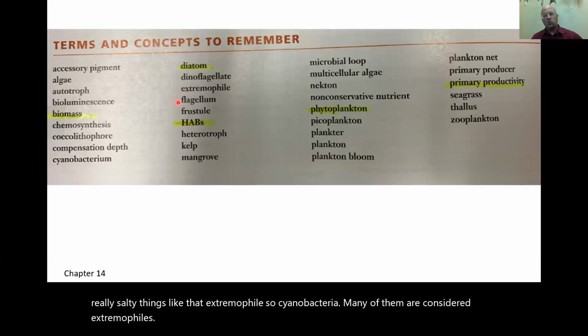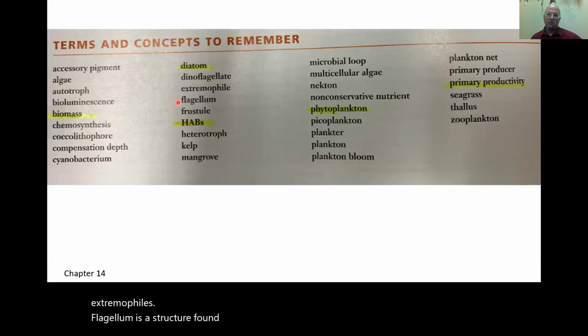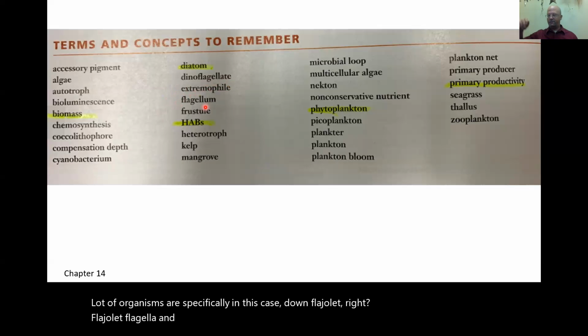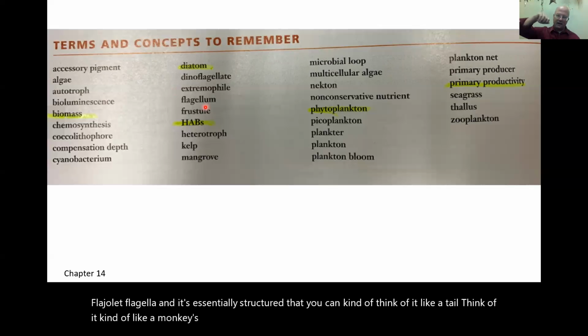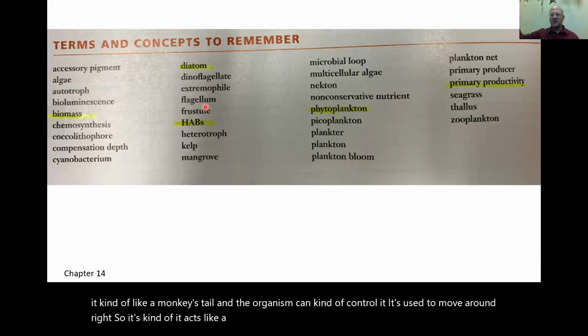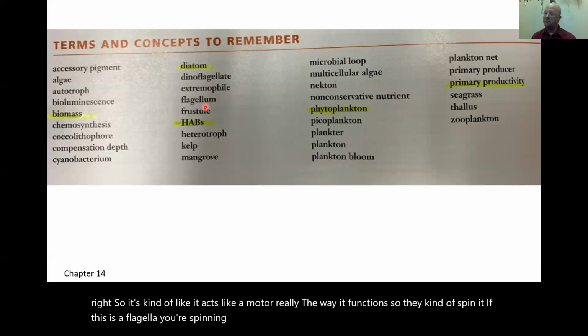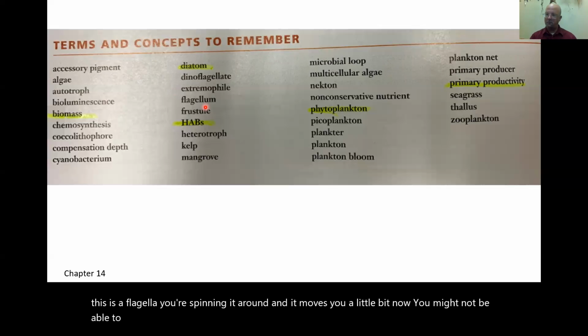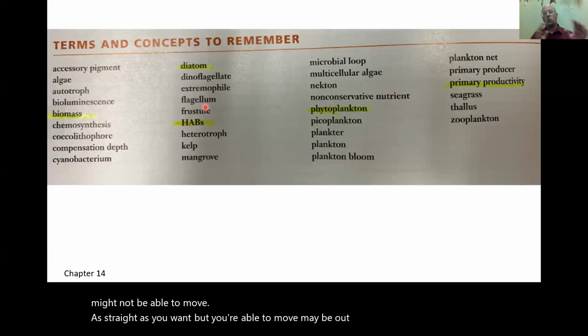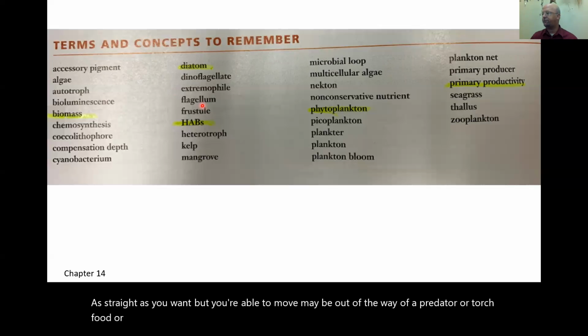Flagellum is a structure found on a lot of organisms, specifically in this case, dinoflagellates. It's essentially a structure you can think of like a tail, kind of like a monkey's tail, and the organism can control it. It's used to move around. It acts like a motor, really, the way it functions. They spin it, and it moves you a little bit. You might not be able to move as straight as you want, but you're able to move out of the way of a predator or towards food or towards light, things like that.